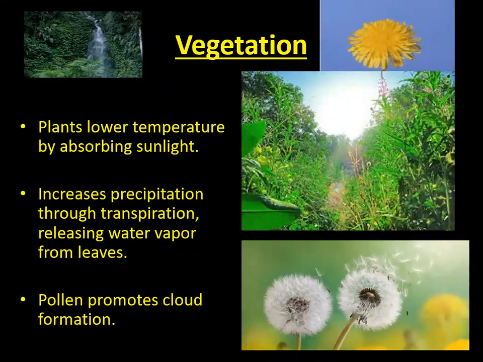Plants, first off, are going to decrease temperature. They're going to make things cooler. Why? Because they absorb sunlight. So again, just write this. Our only notes for today, guys. Why? Because they make the environment cooler by absorbing sunlight.